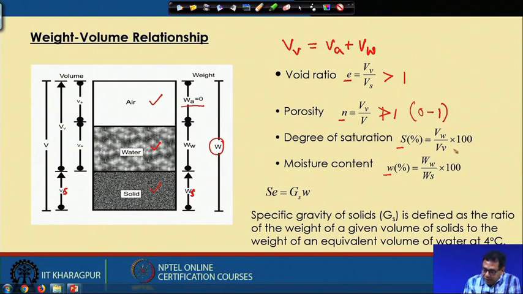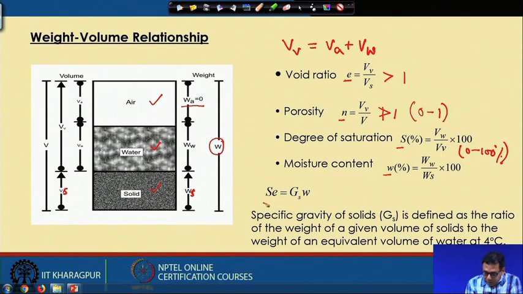So, now the degree of saturation, you can see this is also the range is 0% to 100%, and the moisture content, this is the weight of water and weight of solid. Now, these definitions are very important. You should remember these definitions, because these definitions or these terms we will use in our course. So, now we have a number of relationships between these terms.